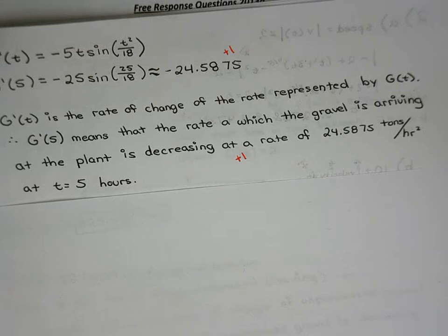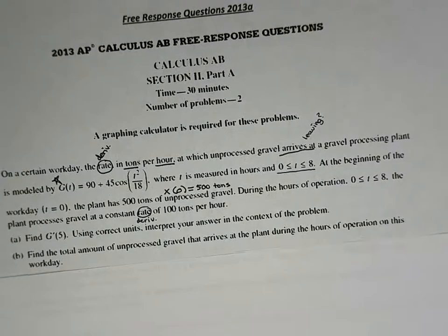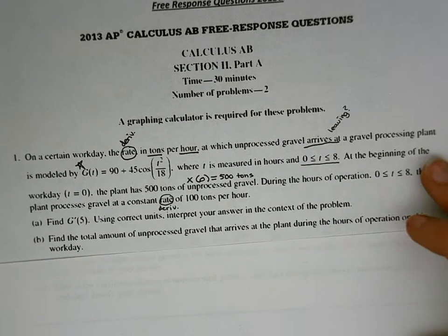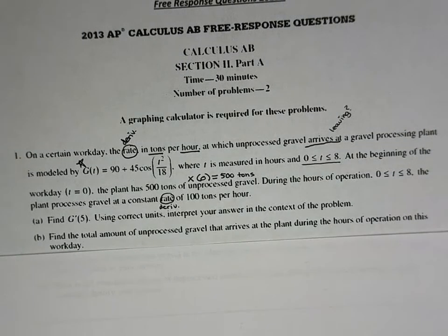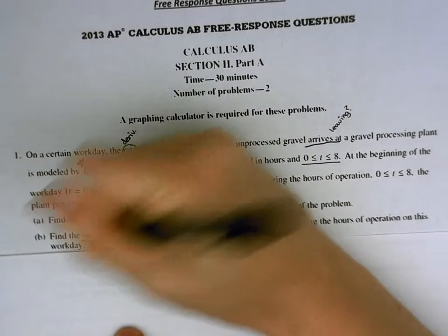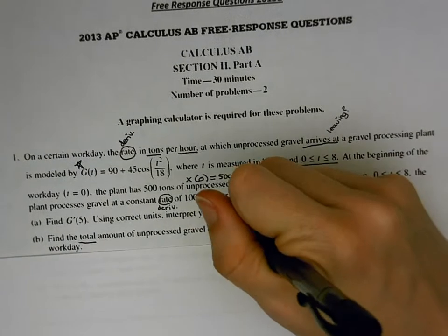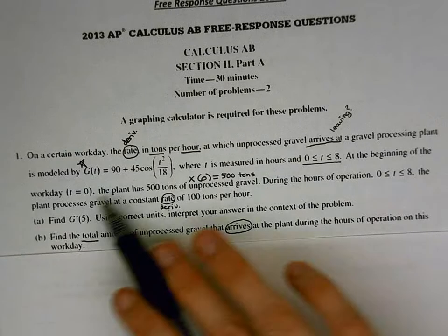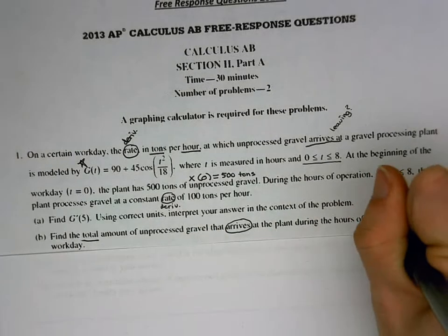Okay. B reads, find the total amount of unprocessed gravel that arrives at the plant during the hours of operation on this workday. Okay, so total, I'm already thinking integral here. Total amount of unprocessed gravel that arrives, so I'm thinking the integral of my G, because G talks about the arriving at the plant. During the hours of operation, I know my hours of operation are 0 to 8.